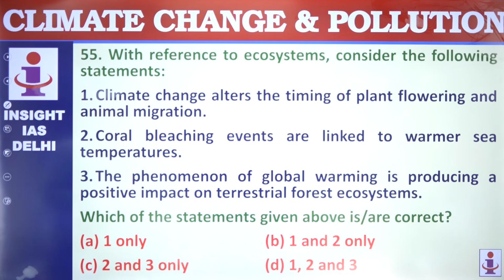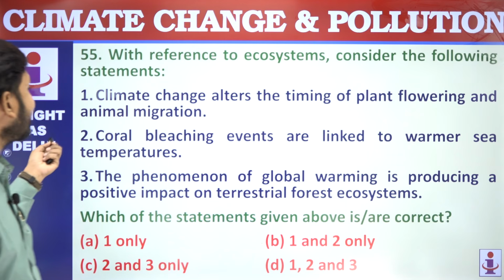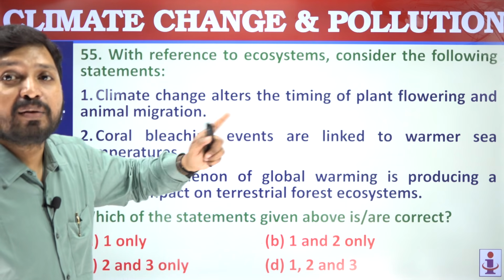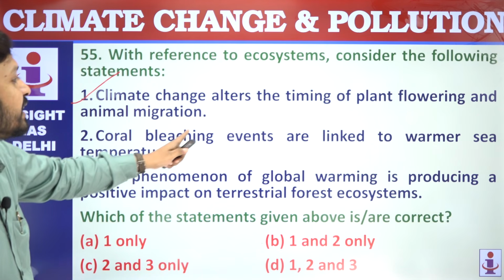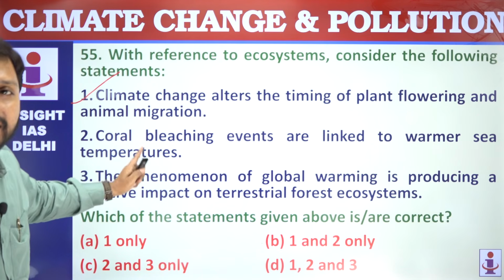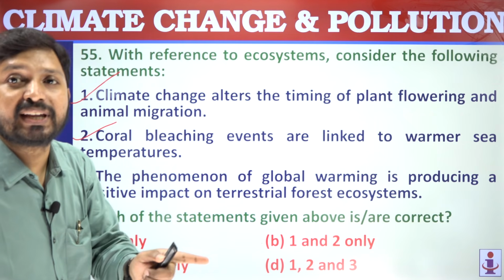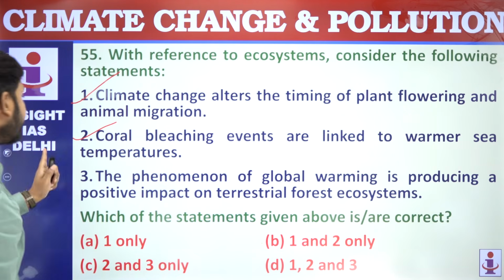Next one, with reference to ecosystem, consider the following statements. Climate change alters the timing of plant flowering and animal migration. Earlier also we have seen, right? Okay, flowering and bird migration. So the same statement, this is right. Coral bleaching events are linked to warming sea temperature. Yes, this also we have seen, right? Earlier, at 1.5, 70 to 90%, at 2 degrees, 99% of the coral reefs will be eliminated. Okay, IPCC report. This is also right statement.